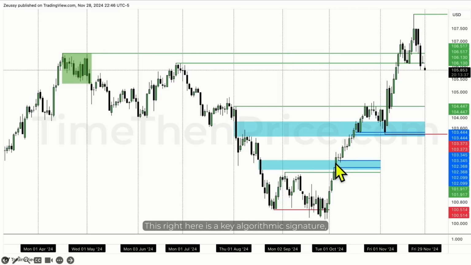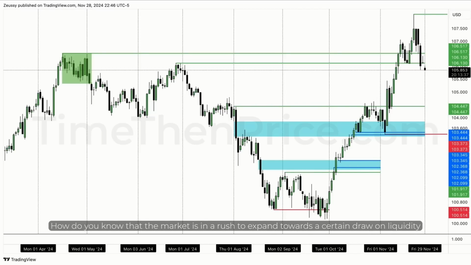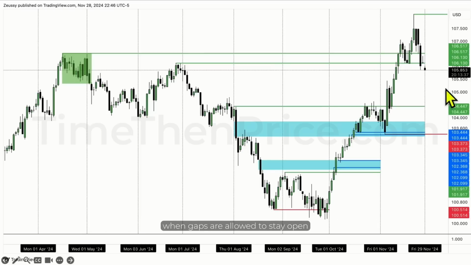This right here is a key algorithmic signature because the reason why the dollar did not retrace into all of these gaps right here was due to the fact that this price range was already a balanced price range. Meaning, we already offered sell side and buy side an equal amount of times, and because the market is in a rush to expand higher, we can anticipate that these gaps are allowed to be left open. How do you know that the market is in a rush to expand towards a certain draw on liquidity? When gaps are allowed to stay open and when inefficiencies just barely get traded into.